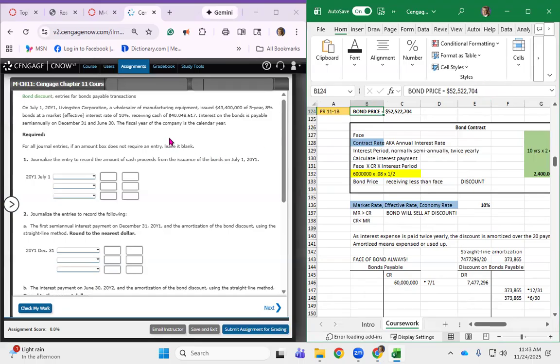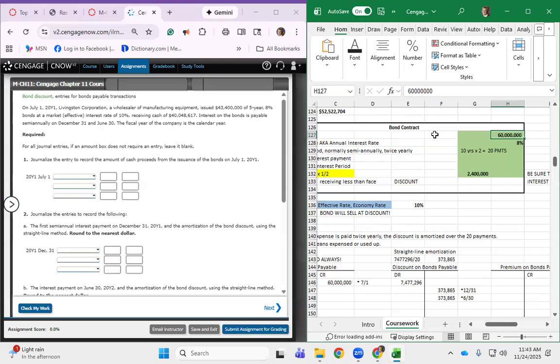So the first thing I want you to do in this problem is put down the face of the bond, the face value. How you find that is, this is when they start describing the face of the bond. Issued a $43,400,000 5-year 8% bond at a market rate of interest of 10%. Wow, there's a lot of information right there. By the way, this is July 1.